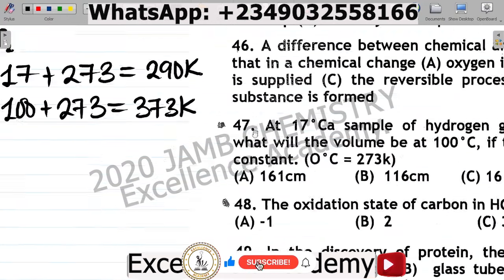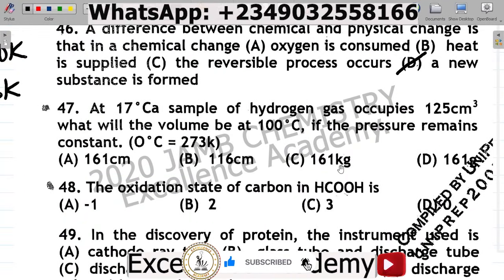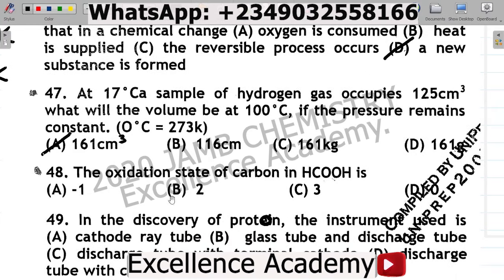So let's check 47. We have 161 kilogram. We're not looking for mass, so it can't be this. You have 161 gram. Again, we are not looking for mass, so it can't be this. So we'll go with A, 161, although it should have been cm cube. It's volume. So 161 cm cube is the correct answer.